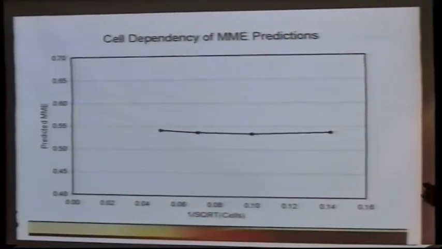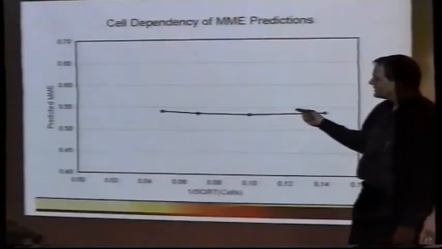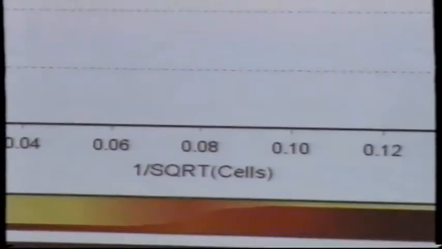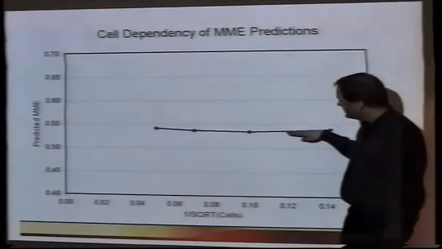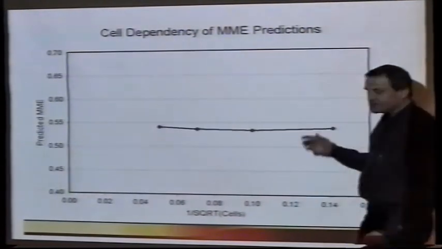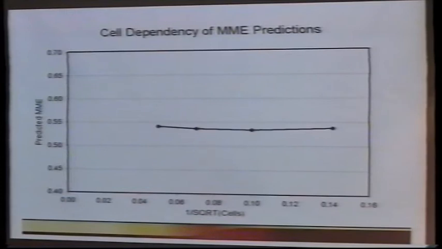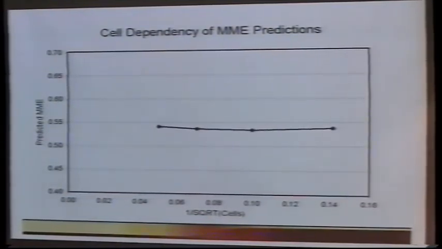And Mmpz does it with very little dependence on the number of cells. This is the minimum miscibility enrichment predicted by Mmpz as a function of cell number. And it goes down a little bit and comes back up a little bit, but it's essentially independent of the number of cells, even though the slim tube displacement itself is highly dependent. And we'll see what kind of dependence you get from that.